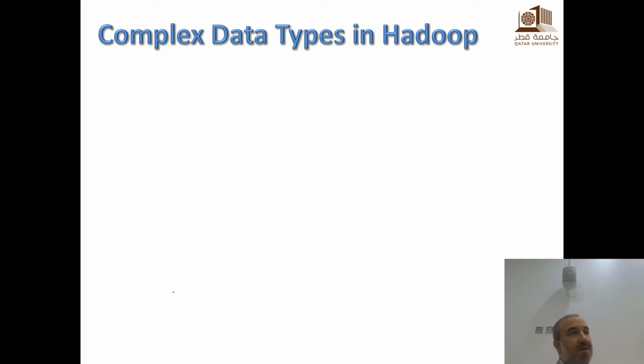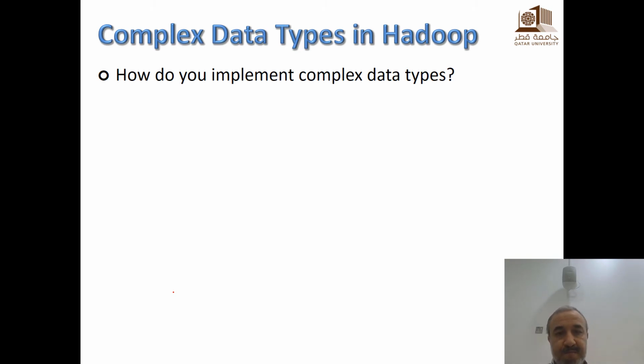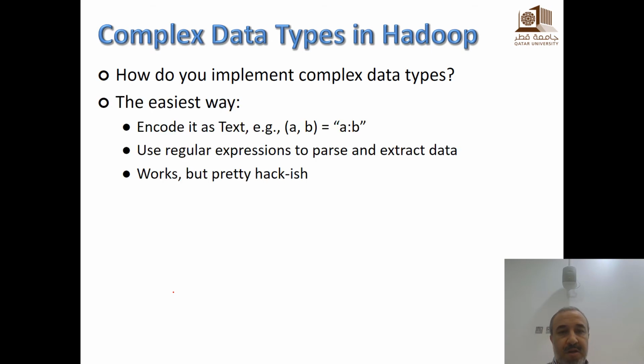We mentioned that there are corresponding writable types of the primitive data types. You can, of course, also define complex data types. Now, there are at least two ways of doing that. The easiest way is to encode them as text. What do you mean by complex data type? It's a structure of different data types, right? Maybe integer and string. You want to put them as a value. Remember that you have key and value at the end, right? So if you want to produce multiple things, you have to combine them in a complex data type.